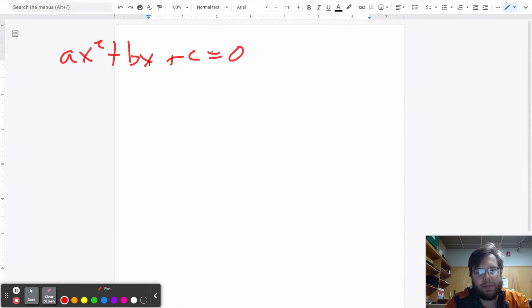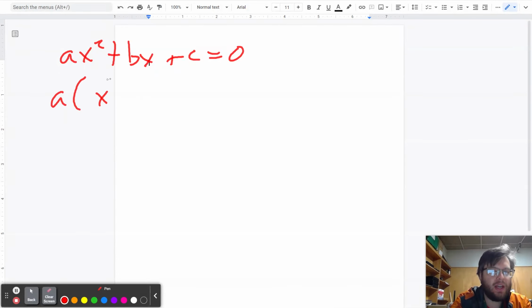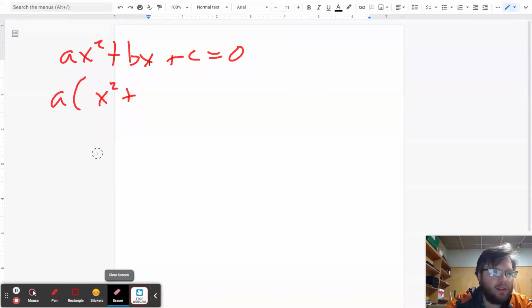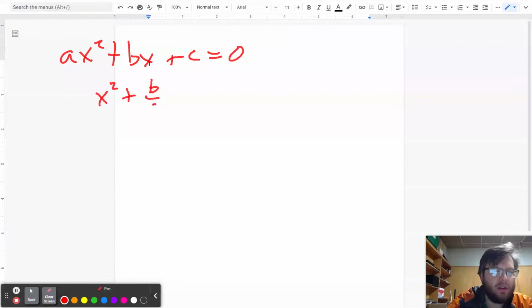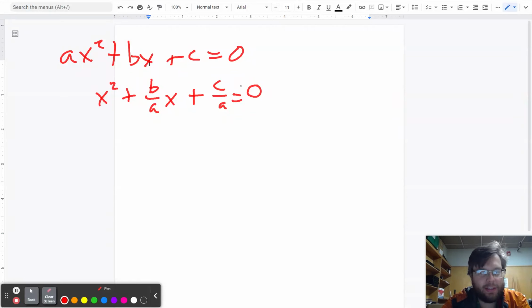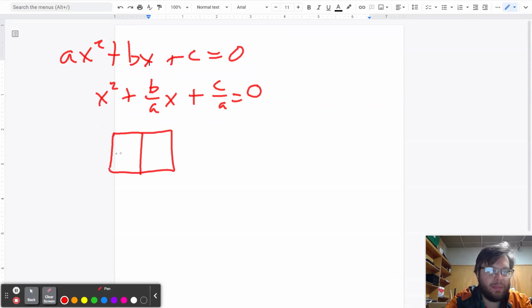ax squared plus bx plus c equals 0. And if that's the case, then I can divide by a. Let's divide by a. And if I divide by a, then I have x squared plus b over a x plus c over a equals 0 over a. So I just divided everything by a. And that leaves me with just a single x squared. So now I can draw a box and try to complete the square.